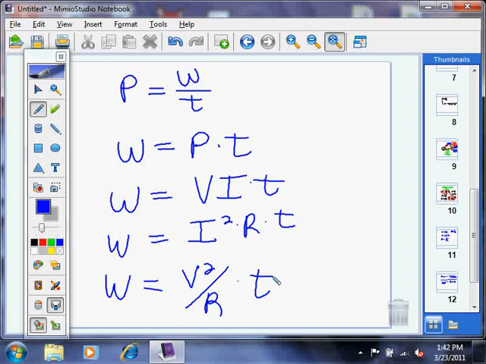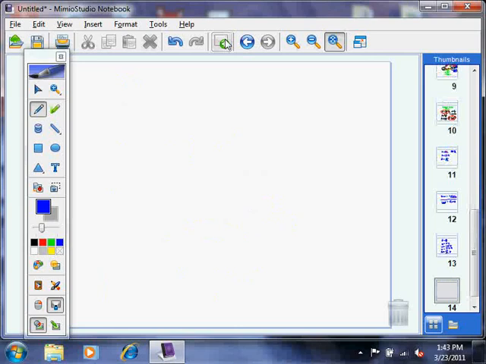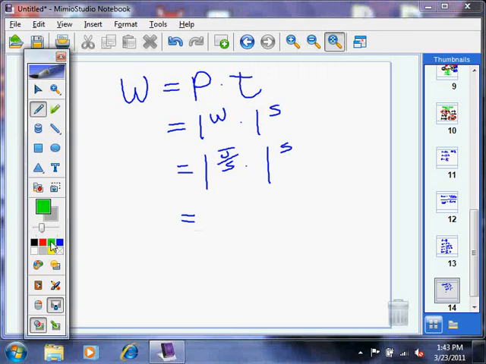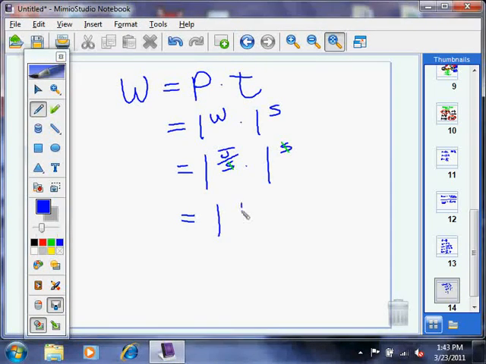So, let's take another look at units, shall we? If you have work equals power times time, usually we use units like this. 1 watt times 1 second. And then you could rewrite this. You could say 1 joule per second times 1 second. And then the seconds cancel out. And you're left with good old what? What do we have left there? 1 joule. And the work done is in joules. Basically, that's what we're going to be using. Okay?